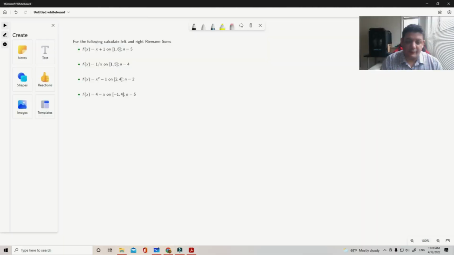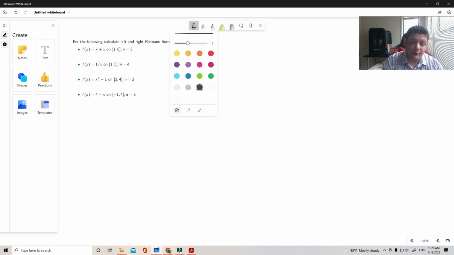Hello everyone, this is going to be section 5.1 part 2. So we have some examples of Riemann sums that we can do with certain functions, and we're going to calculate at least the left and right Riemann sum to have some examples. So first, let's go ahead and start with this function.